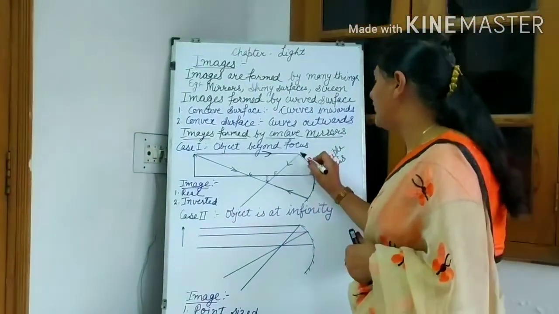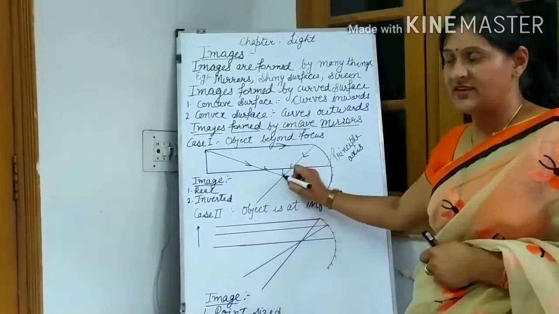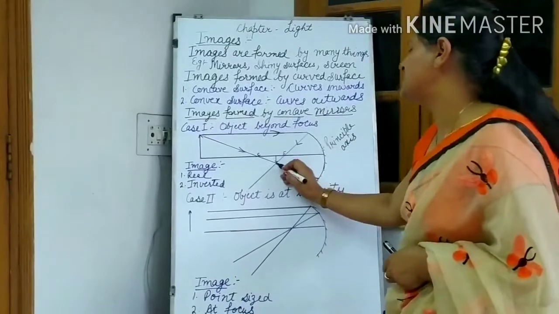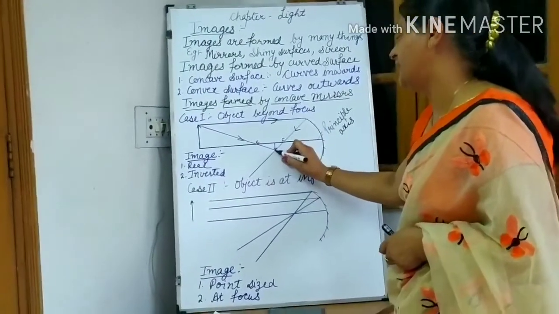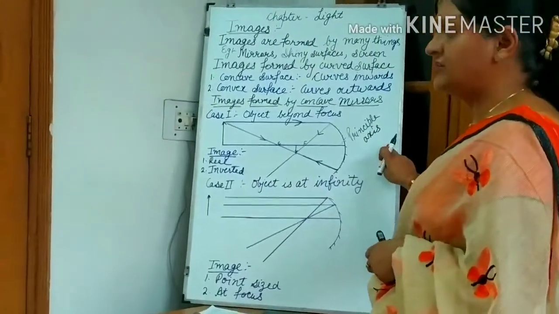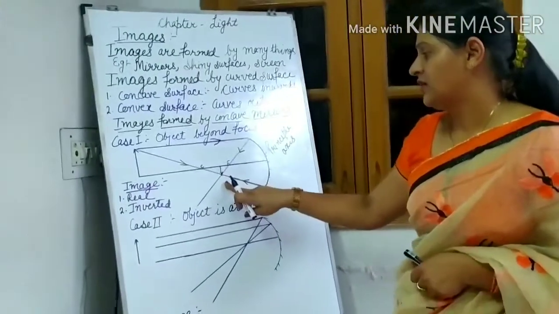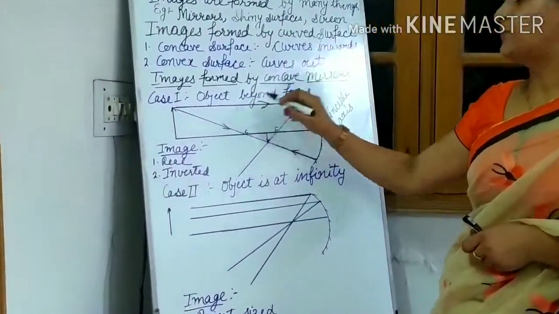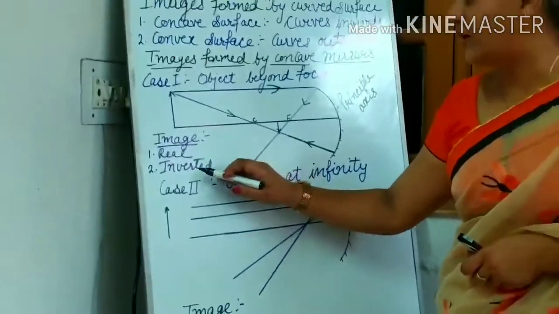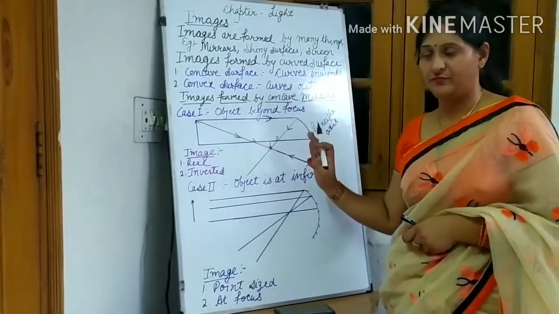Now the point where these two rays meet, this is the point of intersection. Here the image will form. And this image is inverted and real. And on the side of the mirror. It is not formed on the opposite side. So this is the real image. So when the object is beyond the focus, then the image formed will be real, inverted. Thirdly, it will be on the side of the mirror.